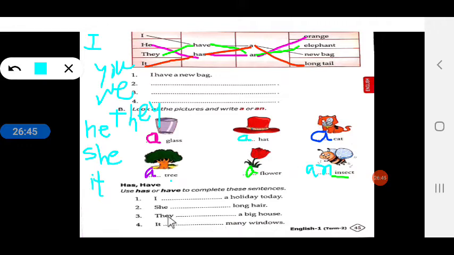Then the third one, they dash a big house. They is a plural pronoun, so we must use have. They have a big house. Then the fourth one, it dash many windows. It is a singular pronoun, so after this singular pronoun, we must use has. It has, H-A-S, has many windows.